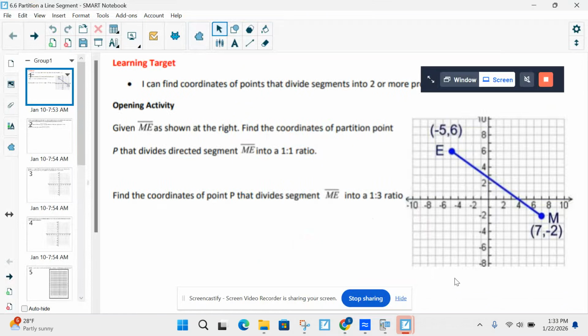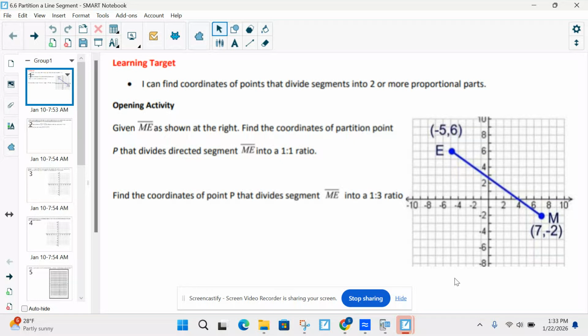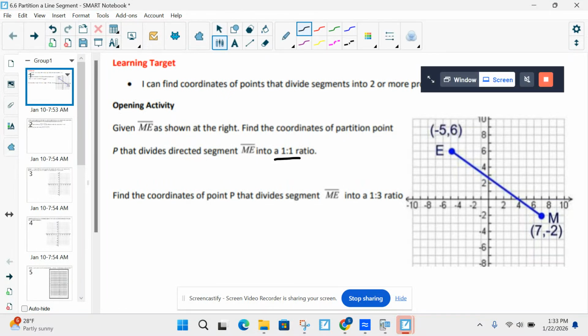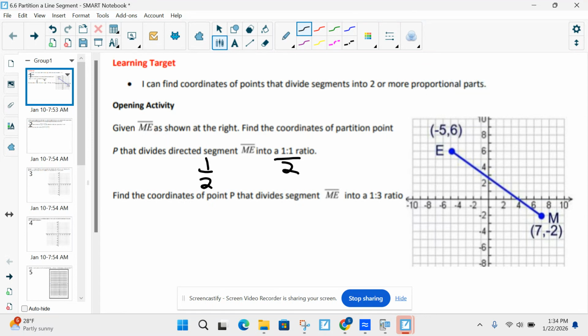So, today we're going to learn how to partition points that divide segments into two or more proportional parts. So, if it's a ratio of 1 to 1, then how many parts are there? If the ratio is 1 to 1. How many total parts are there if the ratio is 1 to 1? 2. Yes, 2. There are 2 parts. So you're finding the point that is 1/2 of the way from M to E. And the direction matters. If it says segment ME, then you have to go from M to E.